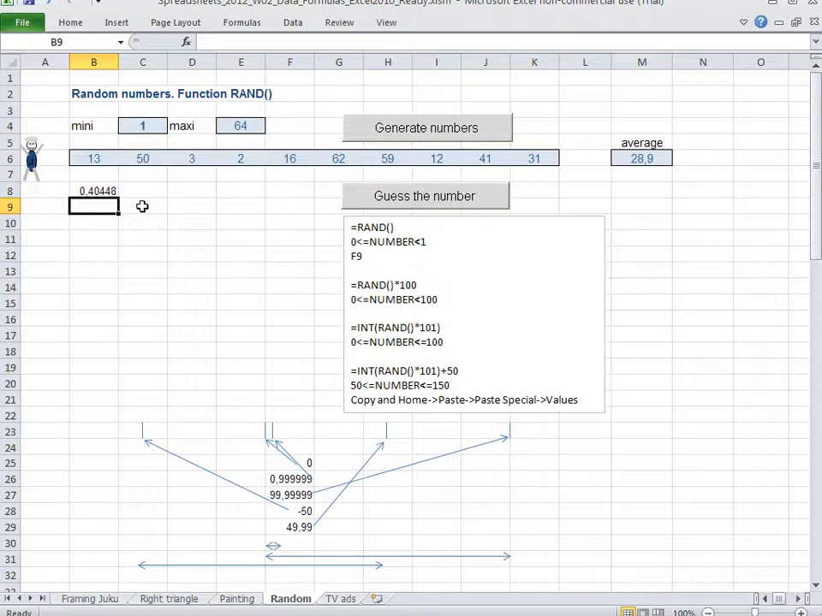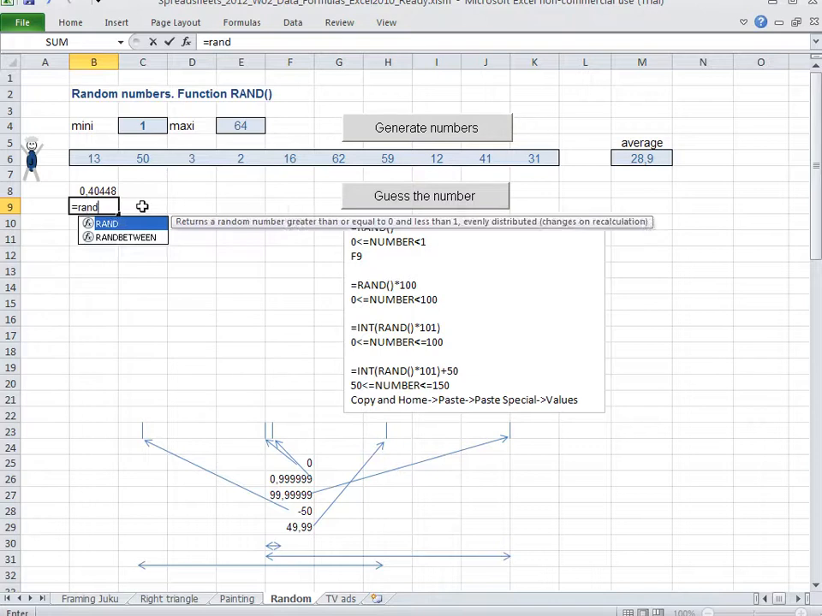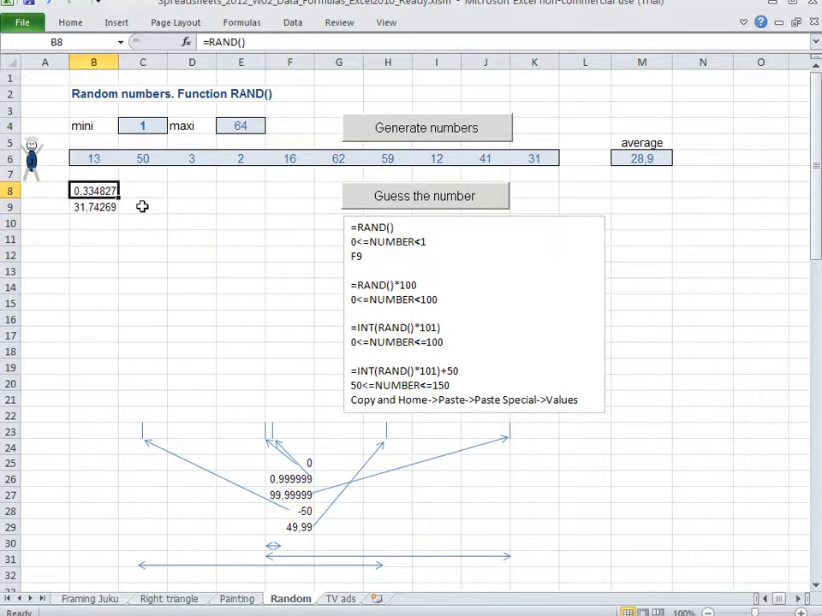Okay, but now the first thing we want is, we don't want the numbers to be between 0 and almost 1, but rather bigger numbers. Then we write equals RAND times, let's say, 100. Let me put the formulas in written form to the side as well. I'm just taking the formula and putting the apostrophe in front of it, so this formula will then be visible.